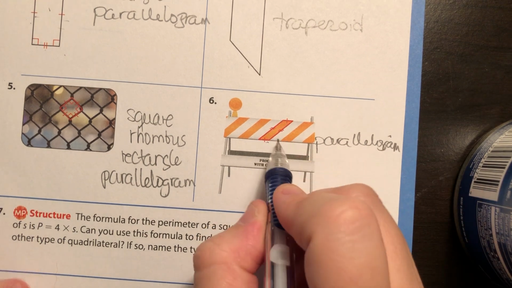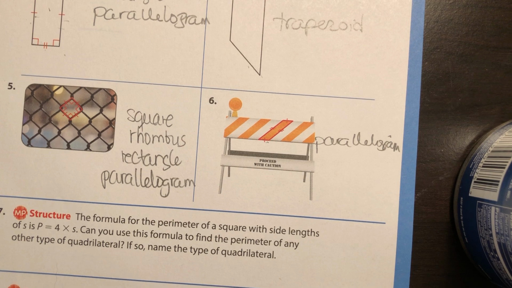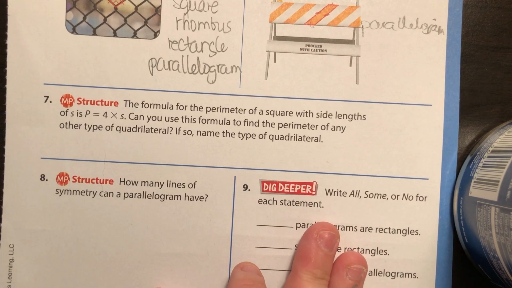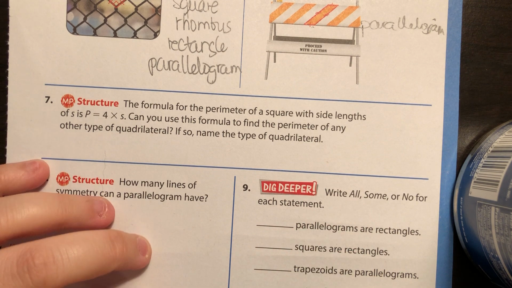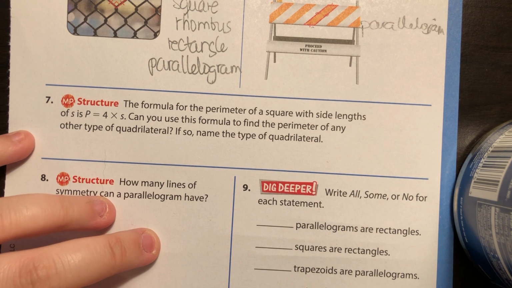Because opposite sides are equal in length and it has two pairs of parallel sides. So just a parallelogram, no other names account for it. Here we go. The formula of the perimeter of a square with side lengths of S is P, or perimeter, equals 4 times S. Can you use this formula to find the perimeter of any other type of quadrilateral? If so, name that quadrilateral.